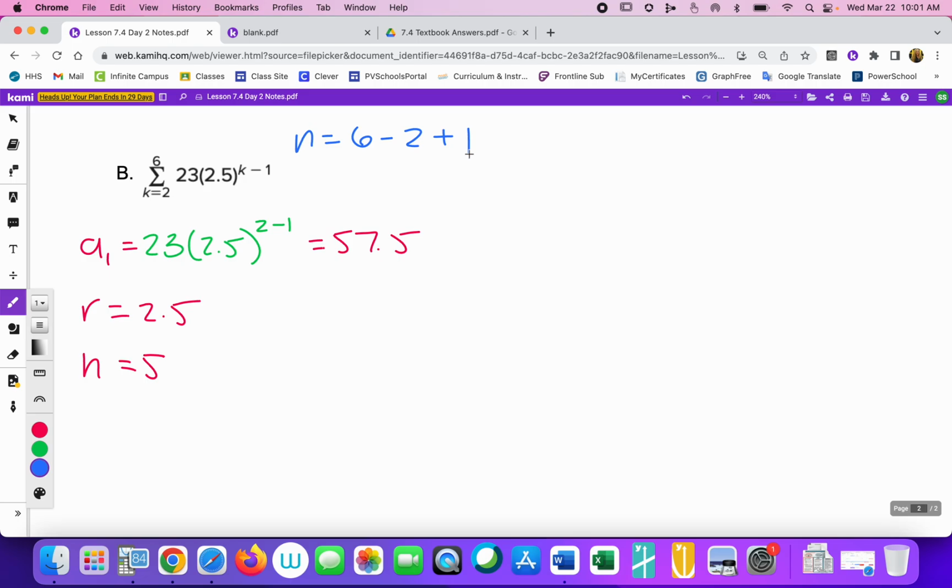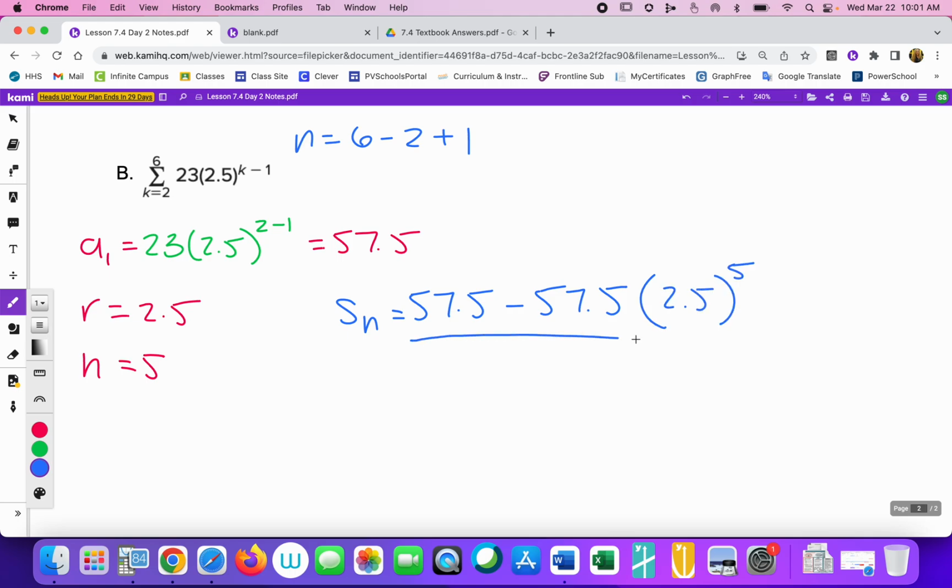All right, so plugging in to that formula, I'm not going to rewrite the formula this time. 57.5 minus 57.5 times 2.5 to the 5th power, all over 1 minus 2.5. Now, this one is going to come out to a decimal, and it does tell you to round to the nearest tenth, but you should not round till the very, very end. Okay. So if you notice your numerator is going to involve decimals, which this one, it's got 3 of them up there, and you have a power involved.